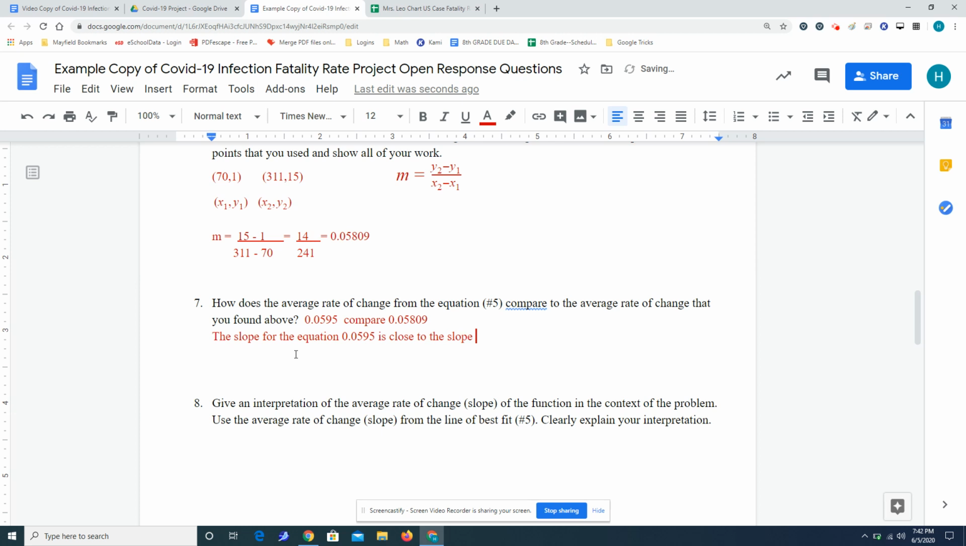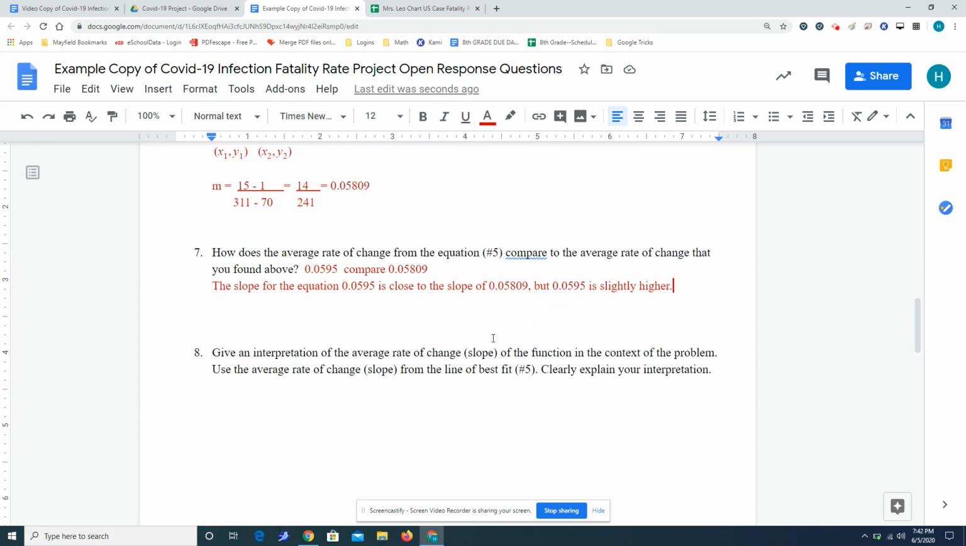So the slope of the equation is close to the slope of 0.05809, but 0.0595 is slightly higher. Okay, so I made a comparison between them. And this could just be the points that you pick. It is going to be different. Remember, it's finding the slope of the line, whereas you actually found the slope between 2 points. So they're not going to be exactly the same.